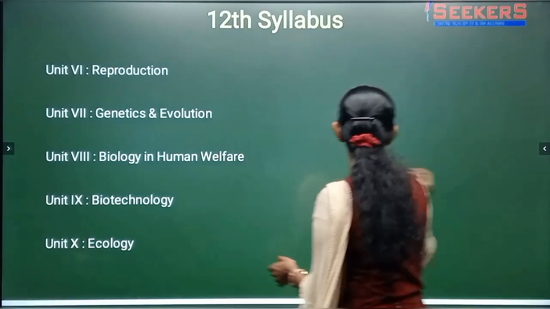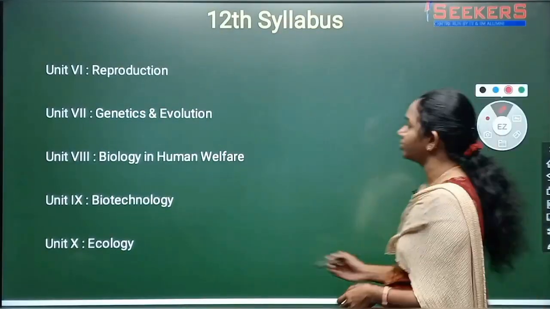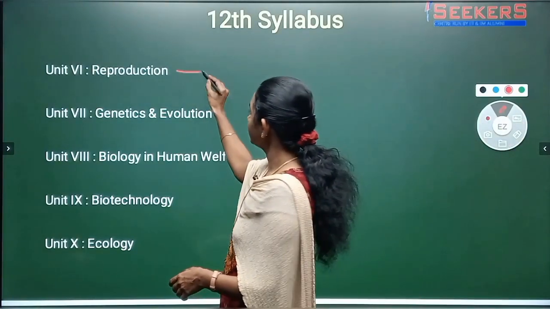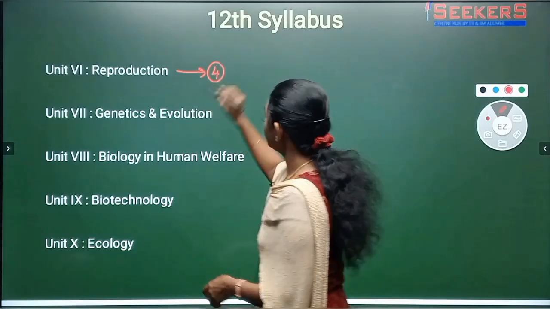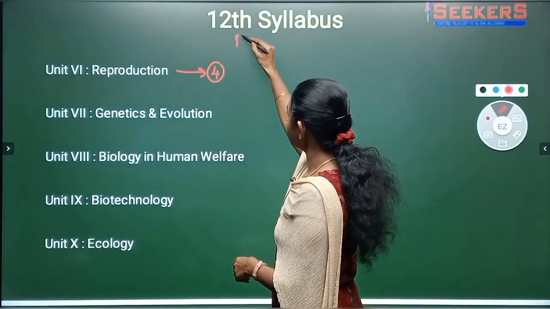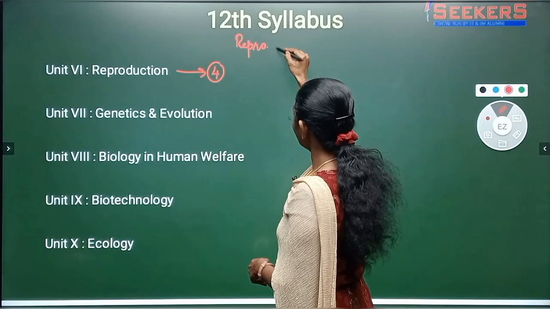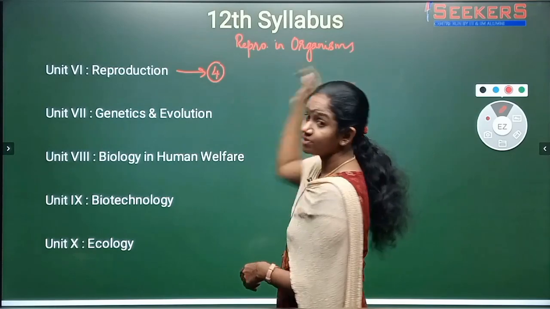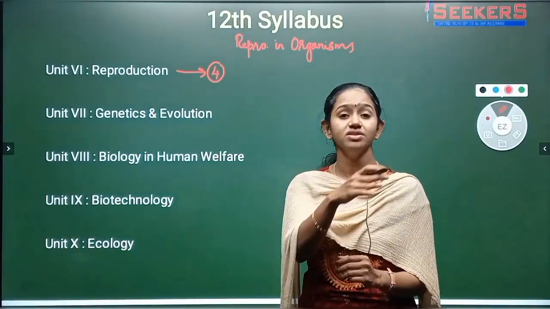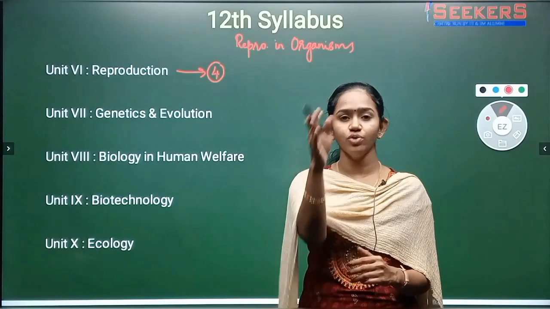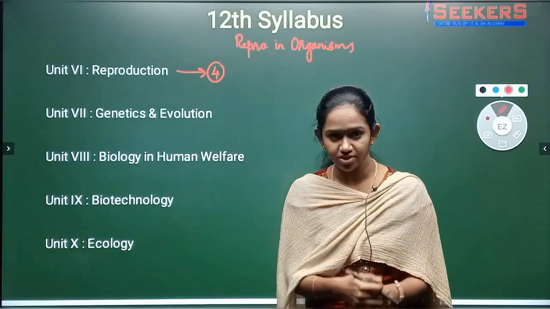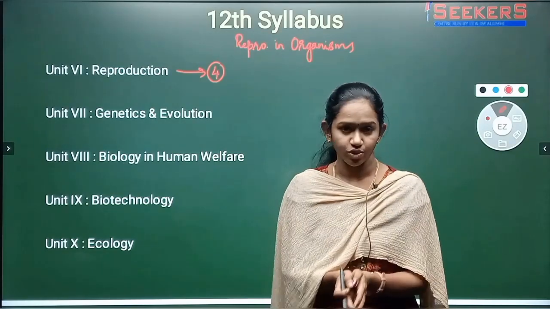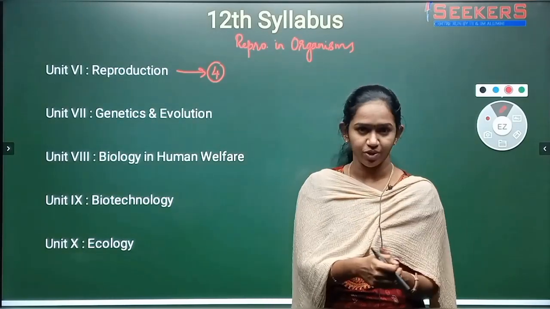Now first coming to unit 6, which is the reproduction unit. We are going to have 4 chapters in this unit. Let me list them out. The very first chapter is reproduction in organisms. This chapter gives you a basic idea about reproduction. What is reproduction? What are the different types of reproduction? And then how asexual reproduction and sexual reproduction occur. And we are going to have detailed notes on the sexual reproduction process. That is, what are the different events of sexual reproduction, right?